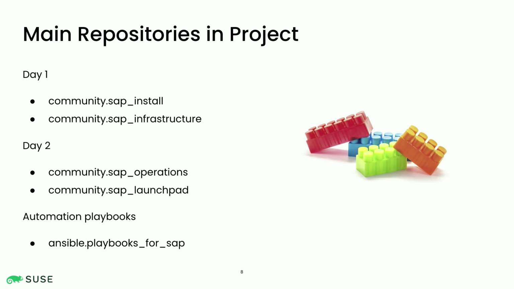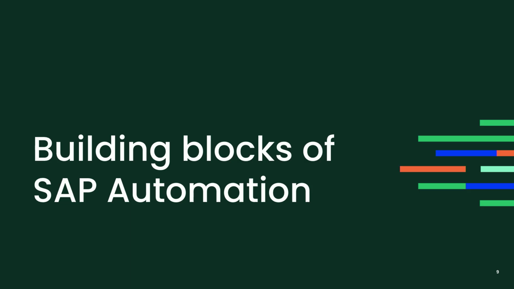Then we have the second day automation that is for day-to-day operation, and these two collections are SAP operation and SAP Launchpad. And then for the last category, we need to mention the Ansible playbook, and we are going to use it later on in this talk. We will take you through all of these repositories and what they consist of, their roles, and their features.